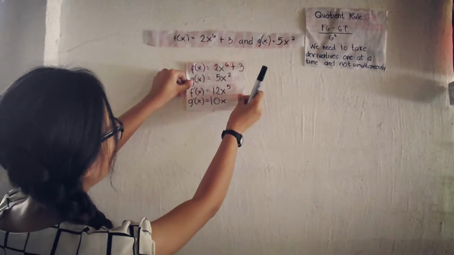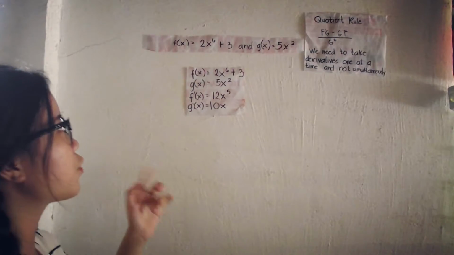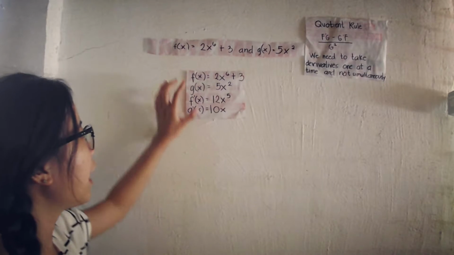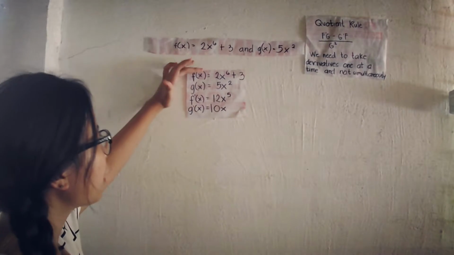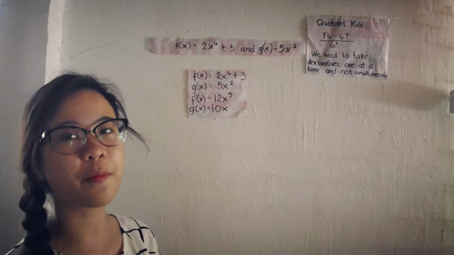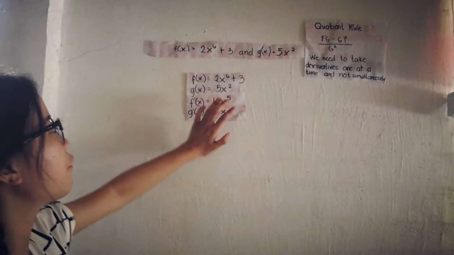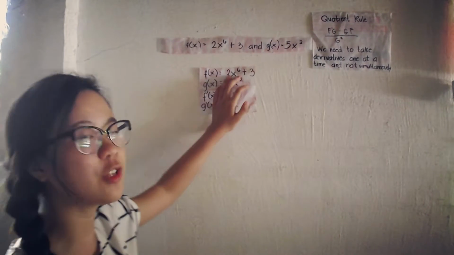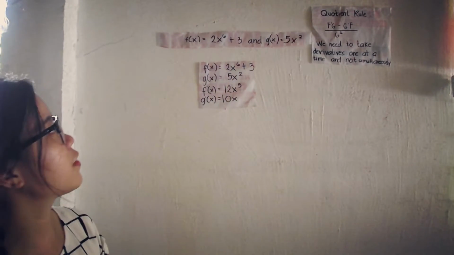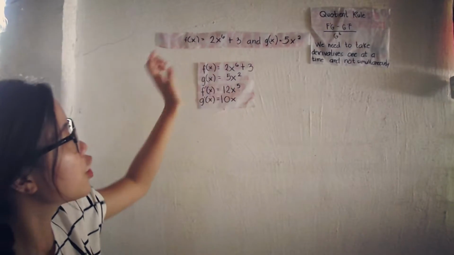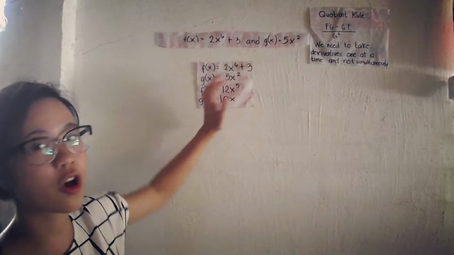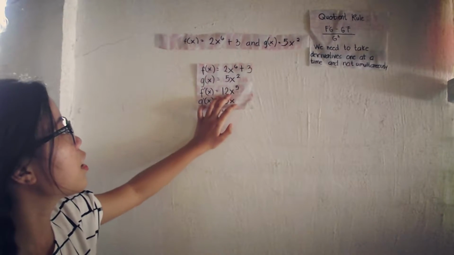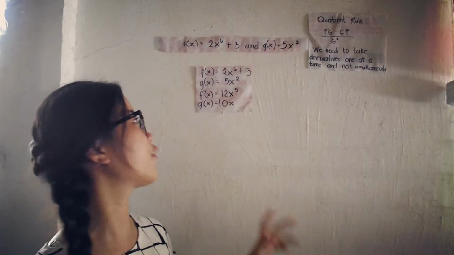Our f of x is 2x to the power of 6 plus 3, and our g of x is 5x squared. The derivative of our f of x is 12x to the power of 5, and the derivative of the g of x is 10x. So how did this happen? First, you need to bring down the exponent and multiply it. So 2 times 6 is 12, and you need to subtract 1 from n. Our n is 6, so 6 minus 1 is 5, which equals 12x to the power of 5, plus 3.